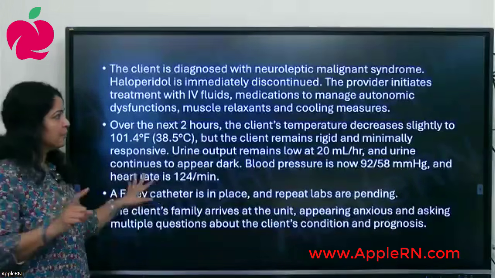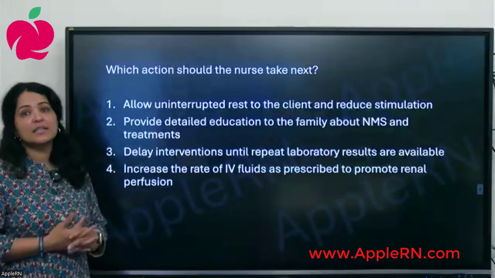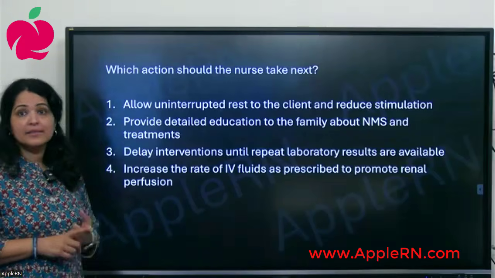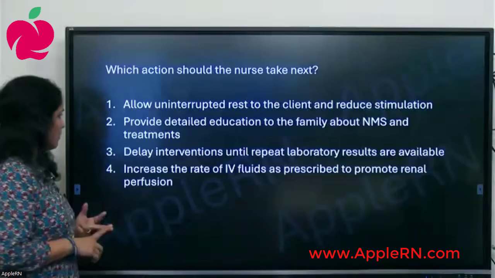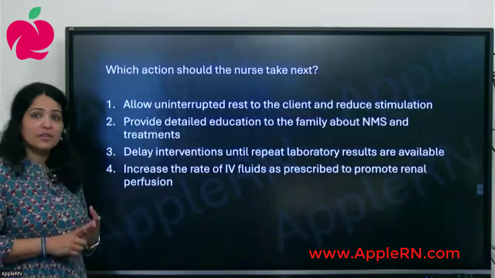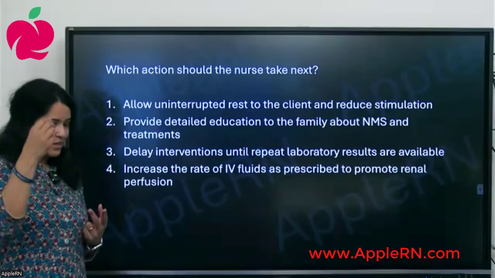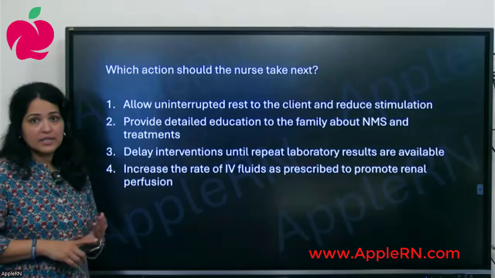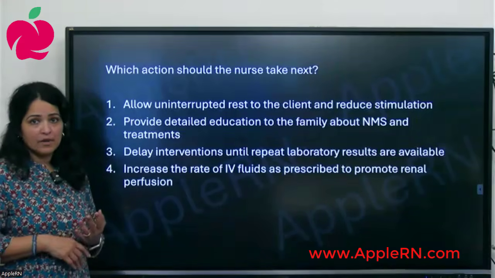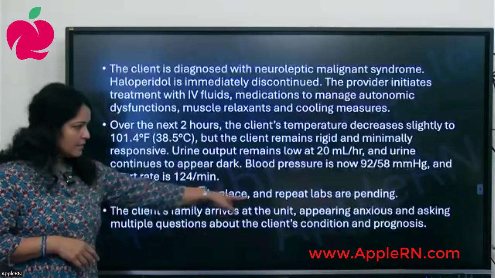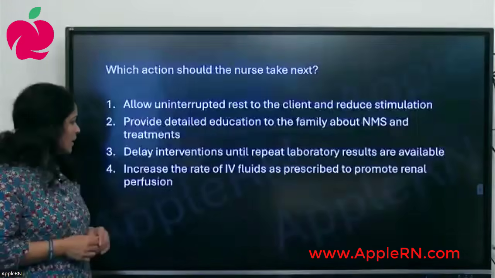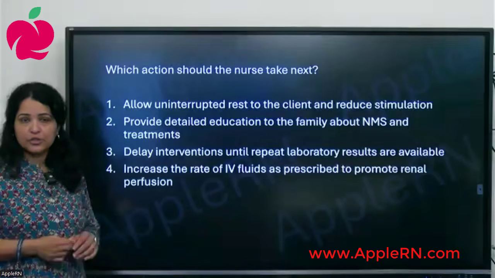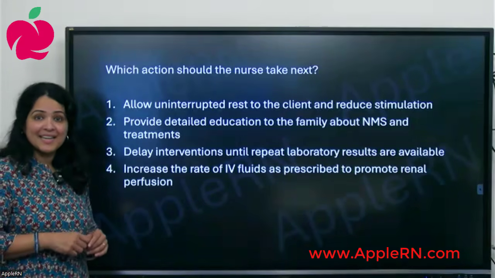Now the question: which action should the nurse take next? Number 1, allow uninterrupted rest to the client and reduce stimulation. Number 2, provide detailed education to the family about neuroleptic malignant syndrome and treatments. Number 3, delay interventions until repeat lab results are available, because we said repeat labs are pending. Number 4, increase the rate of IV fluids as prescribed to promote renal perfusion. So we have 4 options here.